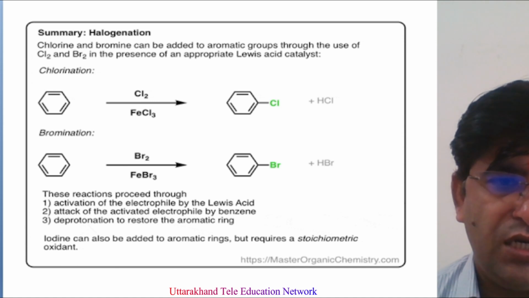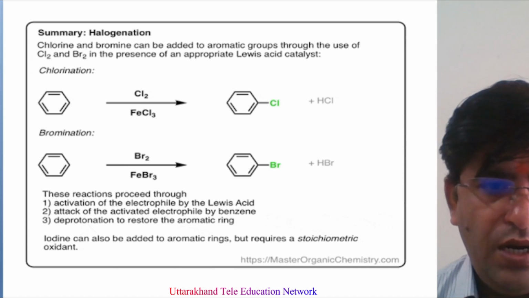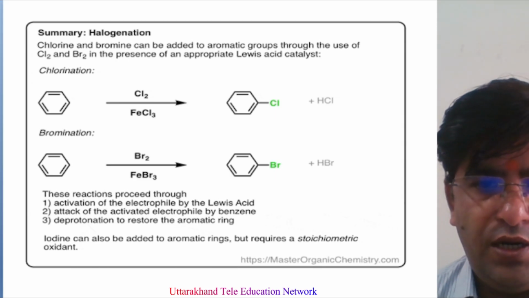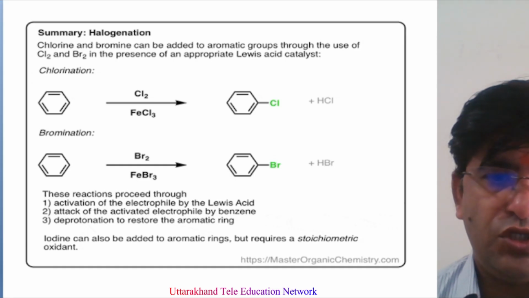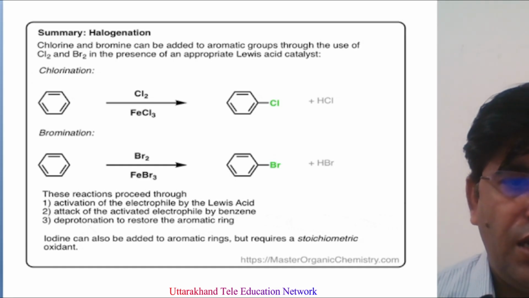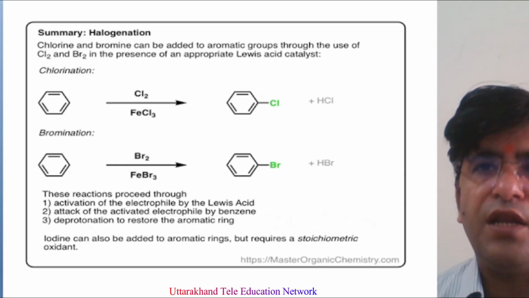FeBr3 is the catalyst. The reaction proceeds through activation of the electrophile by the Lewis acid, second, the attack of the activated electrophile by benzene, and third, deprotonation to restore the aromatic ring. Iodine can also be added to an aromatic ring but requires a stoichiometric oxidant.